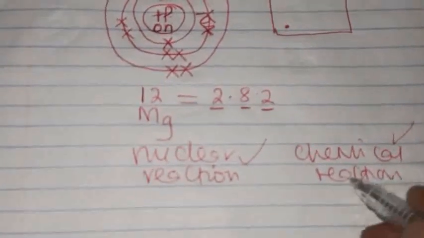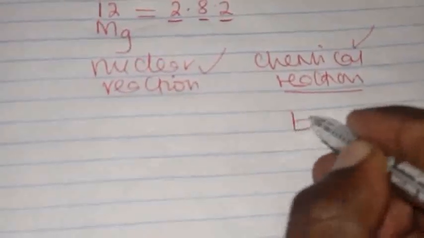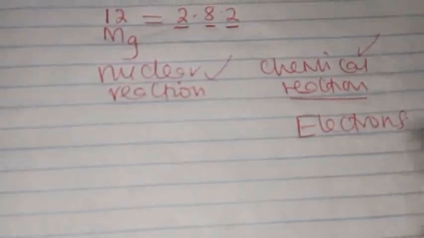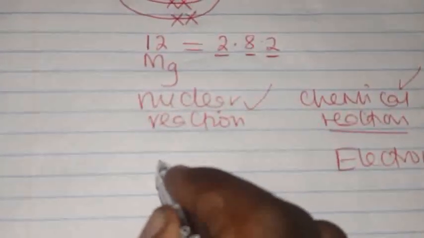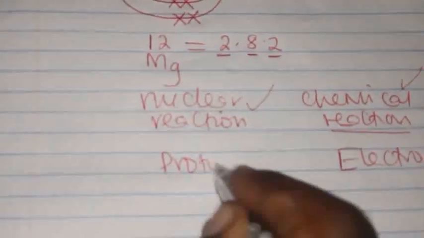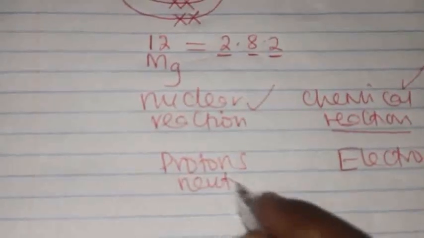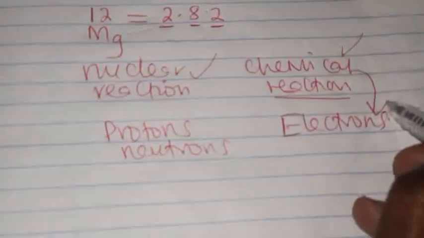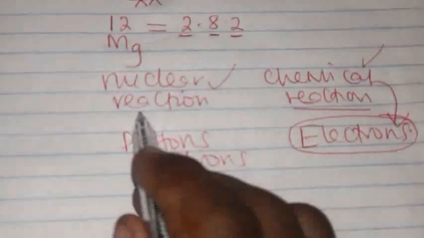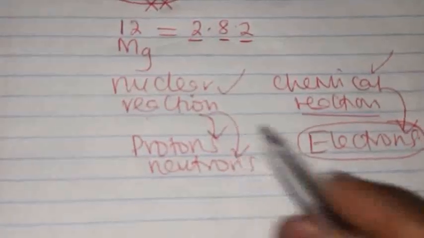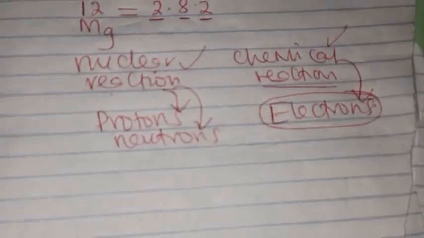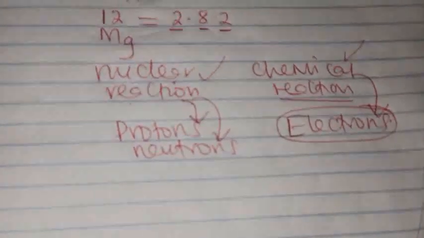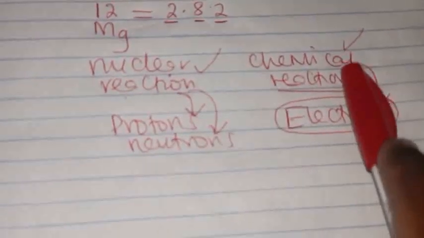To begin with this second one, which is a chemical reaction, you should note this. A chemical reaction only involves electrons. But a nuclear reaction can occur from within the nucleus and can involve protons and neutrons. Just take note of that. Chemical reactions will always make use of the electrons, and nuclear reactions will always make use of protons and neutrons. That's a big difference between the two reactions that we've just mentioned in our discussion here.